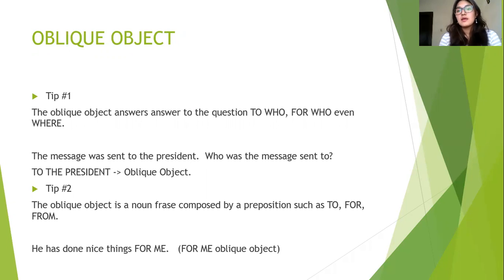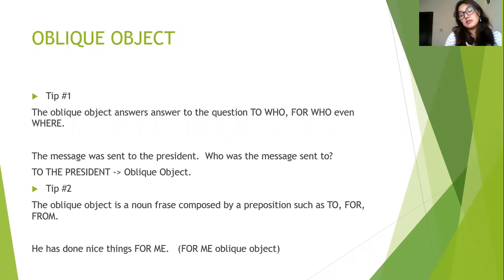To the president. The difference between the oblique object and the indirect object is the way that you are answering the questions. Before, we had only, for example, me, you, him. But in this case, we have a noun phrase that is a little bit longer. The second tip is, the oblique object is a noun phrase composed with a preposition such as to, for, from. Here, we can also understand better that the oblique object is a noun phrase that starts with those kinds of prepositions. He has done nice things for me.